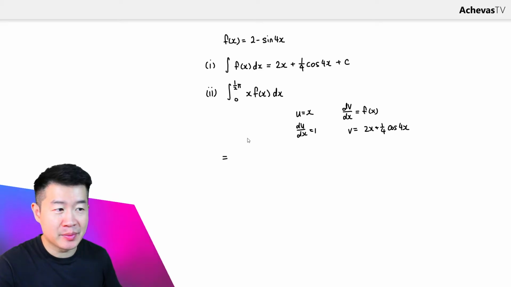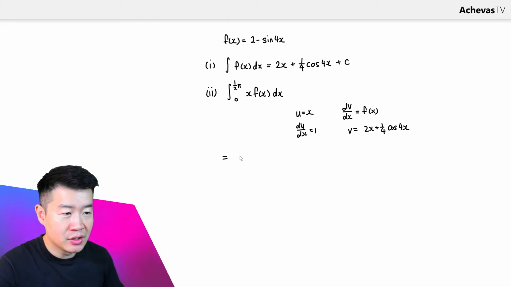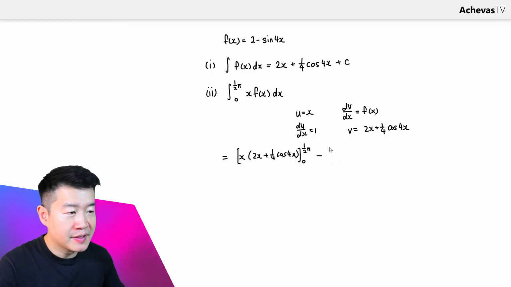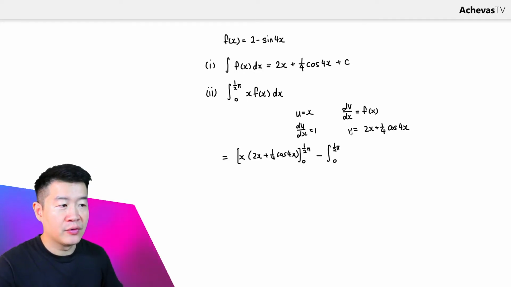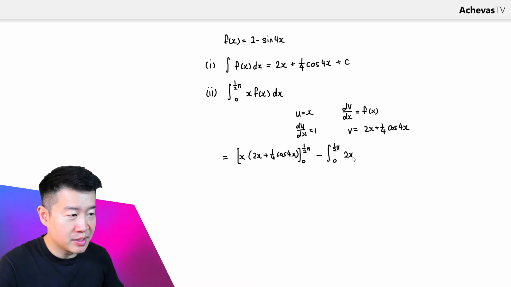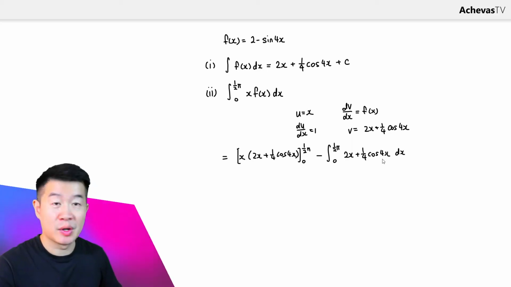So now re-expressing it, it is going to be uv. So it will be x multiplied by 2x plus 1/4 cosine 4x, and it is going to be from 0 all the way until 1 over 2 pi. Minus away the integration, again from 0 to 1 over 2 pi, of v du dx. So this is 1, so what we have here is just simply v. So it is going to be this 1/4 cosine 4x. This is what we're going to be integrating.